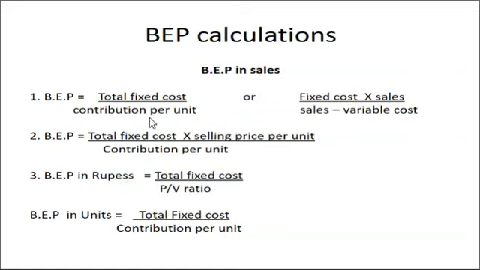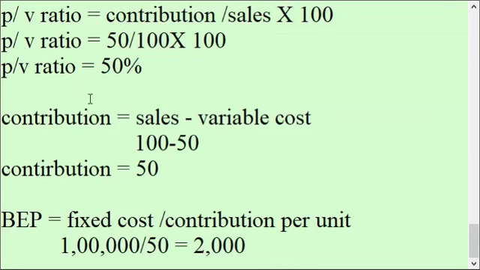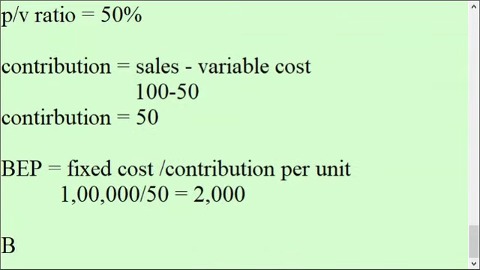But we need to find out BEP in sales. So total fixed cost divided by contribution per unit into selling price per unit, or we can take fixed cost divided by PV ratio also. Both the formulas we can apply. The earlier one was BEP in units, but we need to find out BEP in rupees, or BEP in sales.